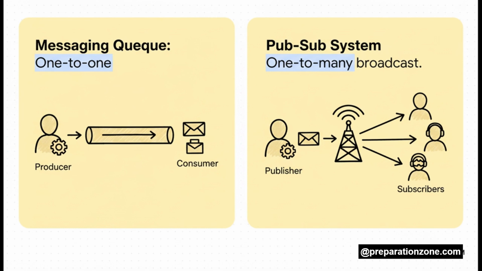For one-to-one tasks, like sending an email confirmation after you buy something, we use a messaging queue. But for one-to-many broadcasts, like telling multiple services that a new user just signed up, we use a publish-subscribe system, or pub/sub. Really understanding this distinction is the foundation of any modern microservice architecture.